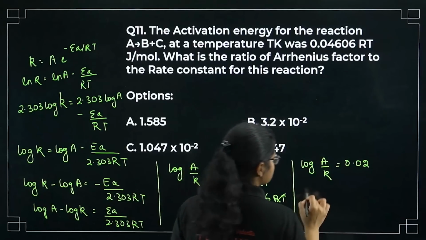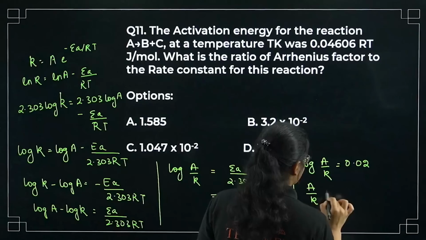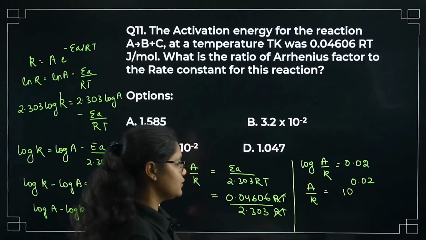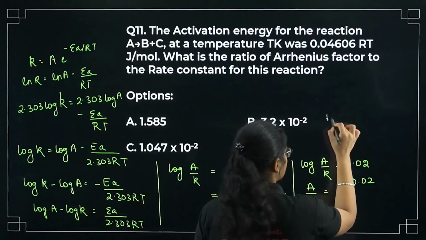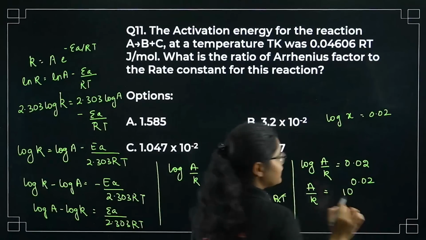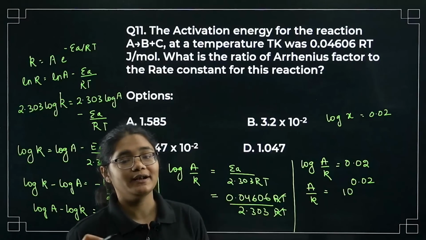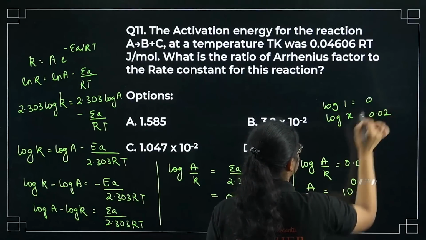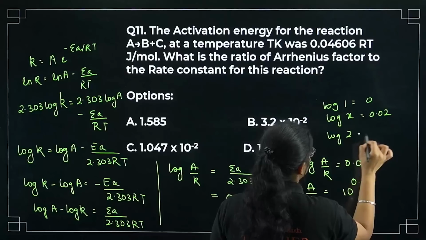Okay, now what is the A by K value? A by K should be equal to 10 to the power of 0.02. Okay, now see the options. We need a number such that log of x is equal to 0.02. You need a number whose log value is 0.02. And I know two things: that log 1 is equal to 0 and log 2 is equal to 0.301.